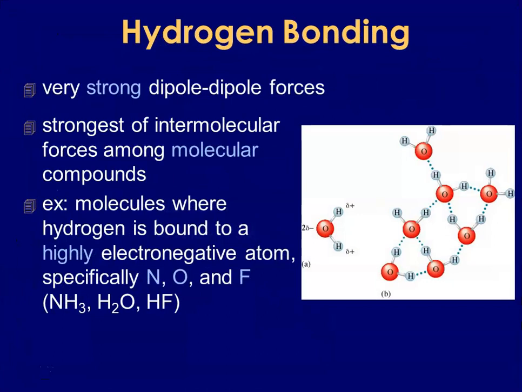Hydrogen bonds are a specific type of dipole-dipole force. So this is not going to apply to every polar molecule, but only those that contain the electronegative atoms N, O, or F. And to have hydrogen bonding occur, hydrogen has to be bonded to one of those electronegative atoms. So molecules that have hydrogen bonding are going to have the strongest type of intermolecular force that we see among our molecular substances. And so examples there include NH3, H2O, and HF.